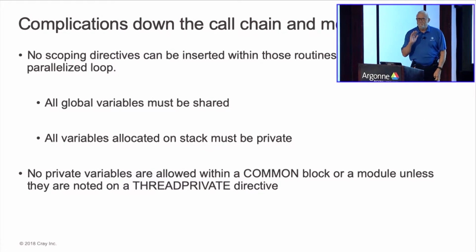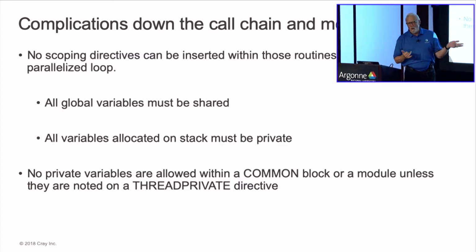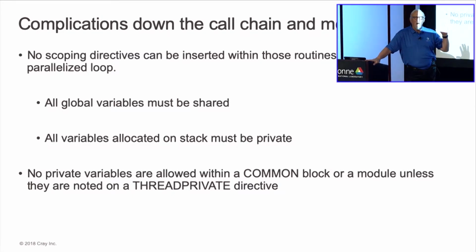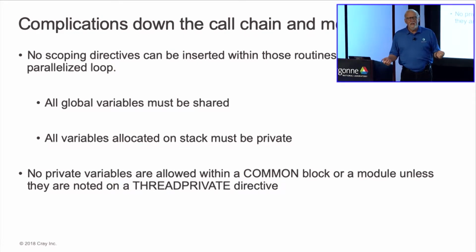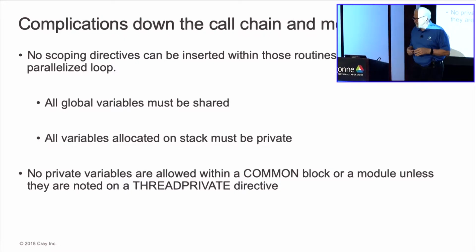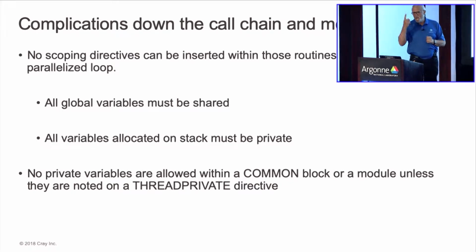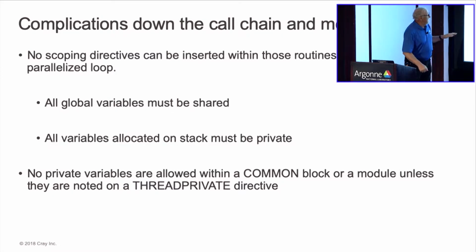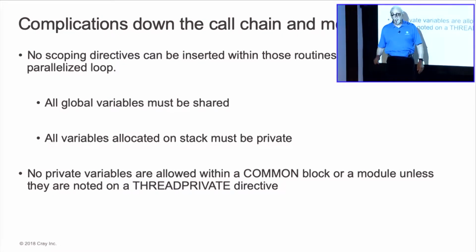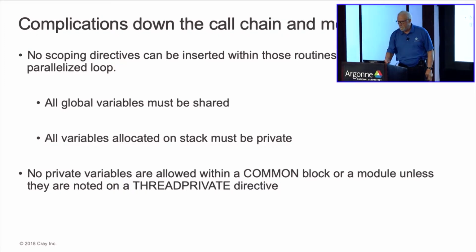Now, it's funny because in the old days, we ran into this and we said, oh, common blocks are terrible because if you have a private variable in a common block, how can it be shared or each thread have their own copy? And then we thought, well, modules are going to fix that? No. Modules didn't fix that. So basically, if you have a private variable that's in a module, it has to be on a thread private directive in the module. Okay.